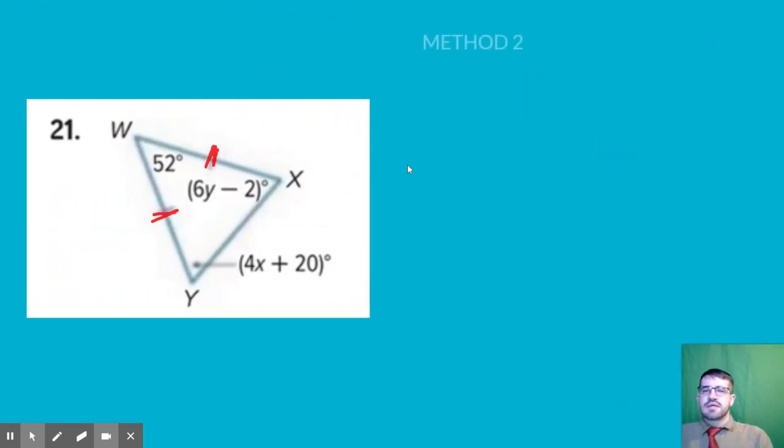Method 2 is almost exactly like method 1. Although instead of starting with 6y minus 2, we're going to start with 4x plus 20. Doesn't say we're starting with x, but we're starting with angle Y. The Y is in the X is in the Y. A little confusing, but that's okay. That's math.